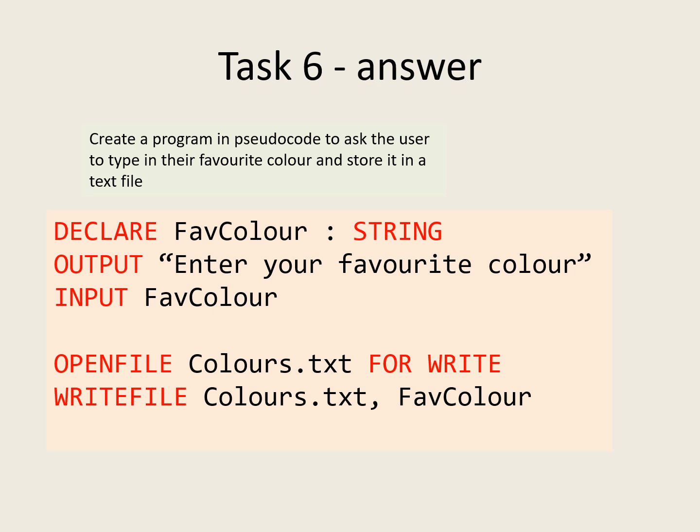Just a point on the name of the text file: because there isn't a name for the text file in the question, I think usually they will put a name in the question that they want you to use. It doesn't matter, because this file will be created, you can call it what you want, but it makes sense to call it something that's linked to the question. So I've called it colors. So open file colors.txt for write, that will create that file. Then we can write the variable fav color to the file, and then don't forget to close the file as well. Okay, so that's how we do that.